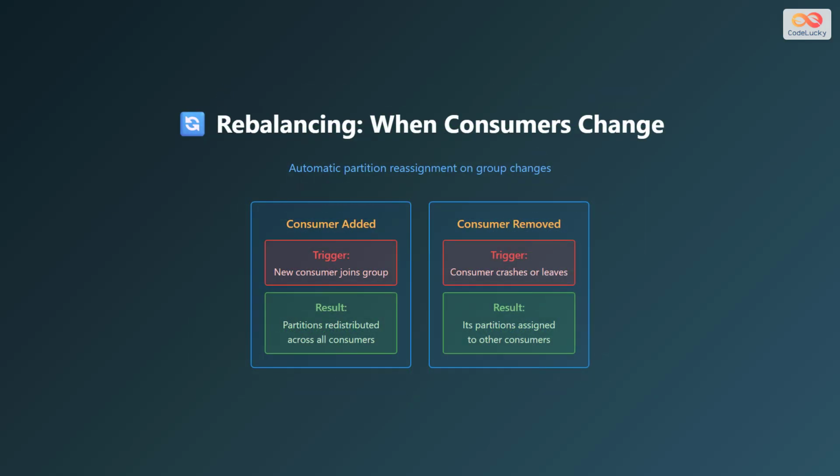Rebalancing is Kafka's automatic response when the consumer group composition changes. 2 main scenarios trigger rebalancing. First, when a new consumer joins the group, Kafka pauses consumption, redistributes the partitions among all consumers, and resumes. This ensures fair load distribution. Second, when a consumer crashes or leaves, the other consumers take over its partitions, guaranteeing that no partition goes unconsumed. During rebalancing, there's a brief stop in message consumption, but it's usually quick. This automatic mechanism is what makes consumer groups resilient and fault-tolerant.